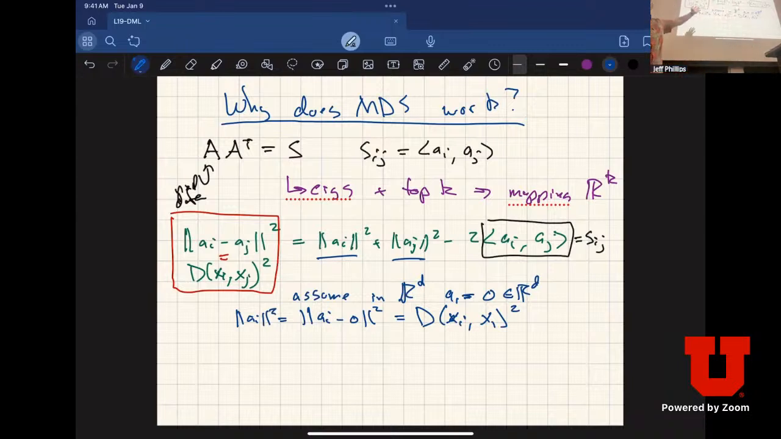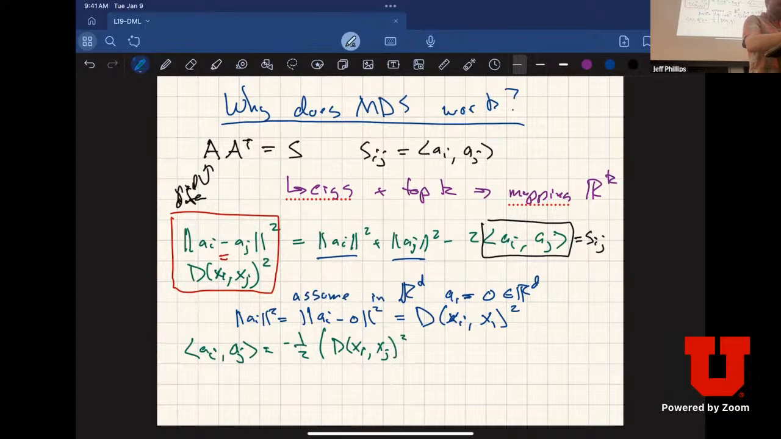If I assume that the first term, or any of the terms, is zero, then my squared norm is actually the squared distance from that first term, because that was at the origin. So I can plug this in, and now I can solve for it. I can now say that a_ij is going to be equal to minus 1/2 times d(x_i, x_j) squared, which I had in the matrix, minus d(x_i, x_1) squared, or this is d(x_j, x_1) squared.